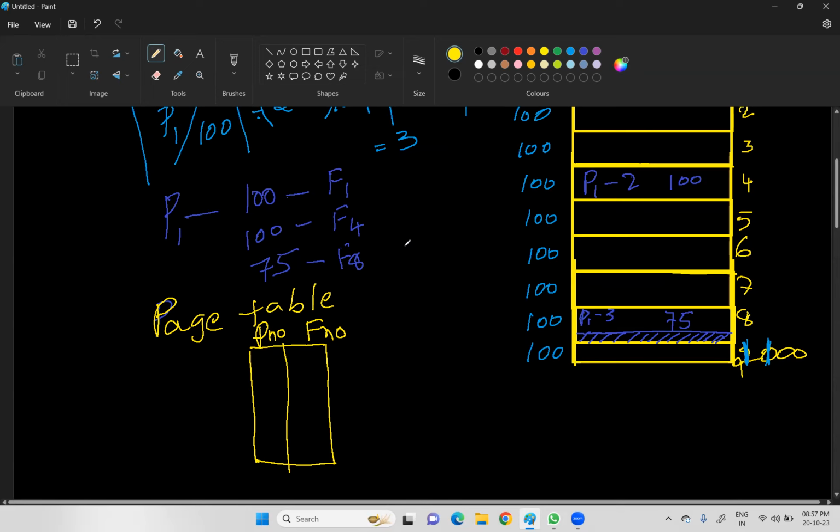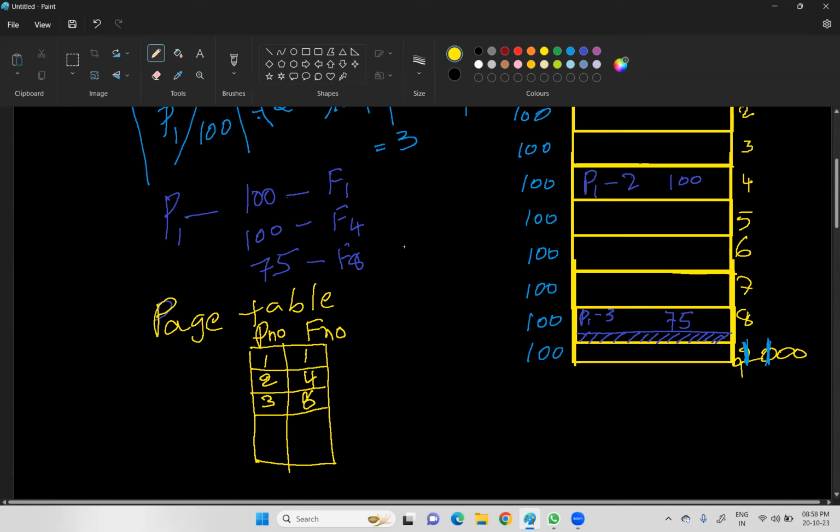Process 1 is being executed. The first page will be available at the first frame. The second page of process 1 is available at frame number 4. The third page of the process will be available, because the CPU is always thinking page 1, page 2, page 3 only. It shall not be thinking page 1, page 4 and page 8. So page 3 of process 1 is stored at frame 8. This is the way it could be stored.